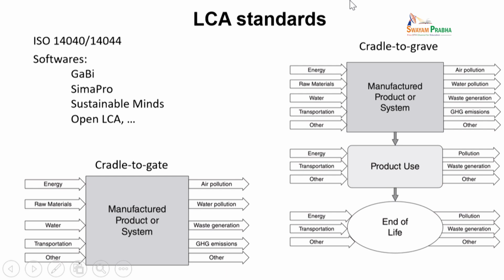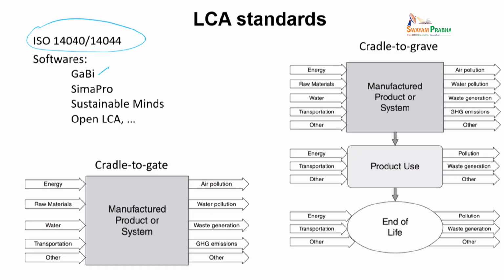As I said, this LCA standard is as per ISO. These calculations are not done by hand. It is usually done by software, because these calculations are quite intricate and many things are involved, and there are several software packages available. GaBi, SimaPro is probably the most famous one, and there is something called Sustainable Minds. OpenLCA is also quite common. OpenLCA is open software. It's free, but SimaPro and GaBi are commercial, so you have to buy a license to use them.